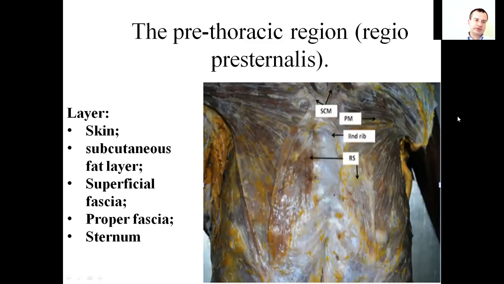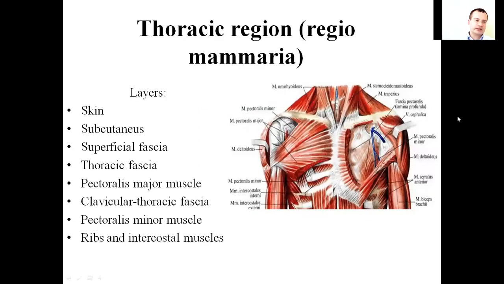The presternal region, regio presternalis, layers: skin, subcutaneous fat layer, superficial fascia, proper fascia, sternum. The mammary region, regio mammaria, layers: skin, subcutaneous fat, superficial fascia, thoracic fascia, pectoralis major muscle, clavipectoral fascia, pectoralis minor muscle, ribs, and intercostal muscles.